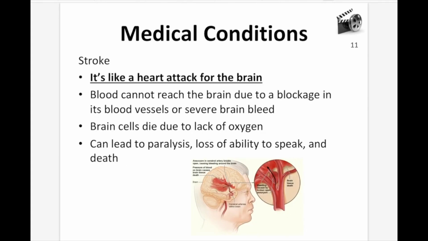Medical conditions. Stroke. Now, stroke is kind of like a heart attack for the brain, in that the blood cannot reach the brain due to a blockage or severe brain bleed. Brain cells die due to lack of oxygen, just like heart muscle dies due to lack of oxygen, and it can lead to things like paralysis, loss of ability to speak, and death. And you can see from this picture here, this is of a brain bleed, and you can see how if the blood vessel inside the brain ruptures, the blood will spread everywhere inside the brain, and it won't actually get to the cells that it needs to get to.